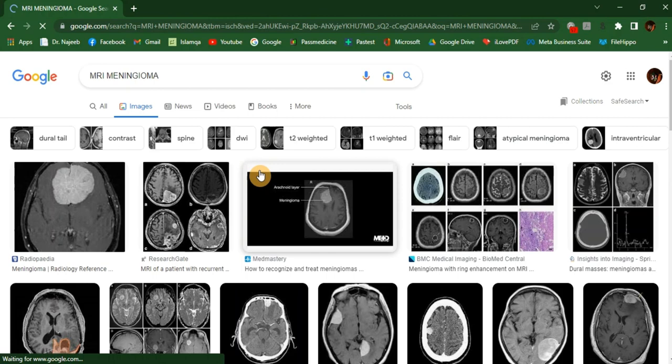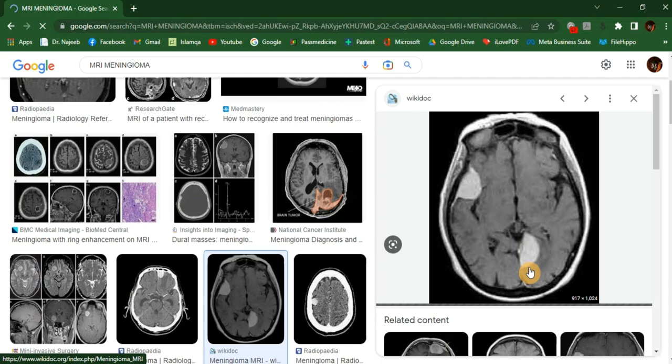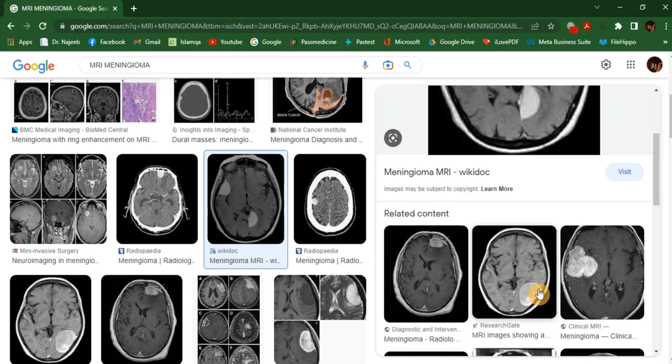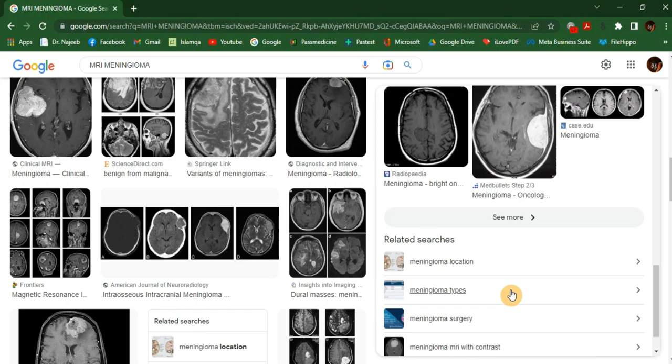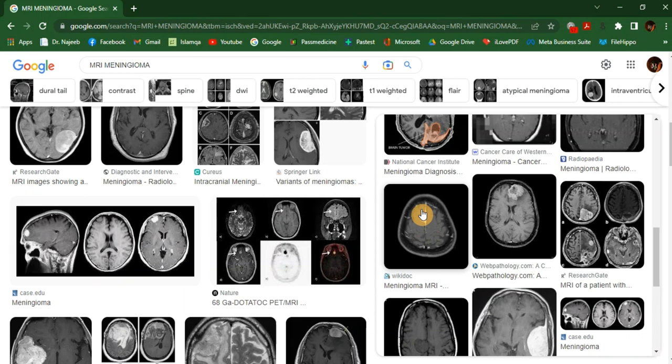So they usually occur over the sagittal sinus region, in this portion. And in some cases, they will have the dural tail. The dural tail will connect the dura mater with that of the tumor. This is known as the dural tail, the line connecting the dura mater and the tumor. And this dural tail is pathognomonic of meningioma. So here is the dural tail. So again, dural tail here. And in some cases, they may affect the sagittal sinus, and here is also the dural tail.